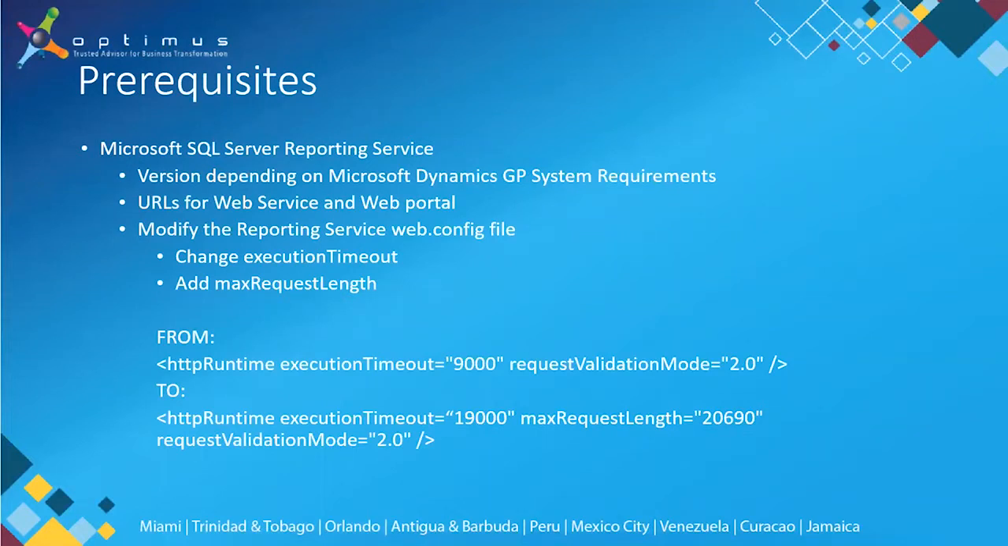In addition, we need to take some notes about the configuration of the reporting services, because we need to get the URL for the web service and for the web portal. Finally, we need to make some modifications in the web.config file for the reporting service. In this file, we need to change the execution timeout, and we need to add the max request length. Later in the demonstration, I'm going to show you what exactly we need to do.